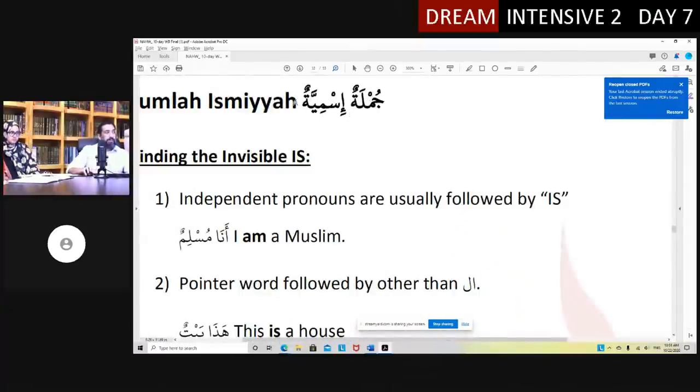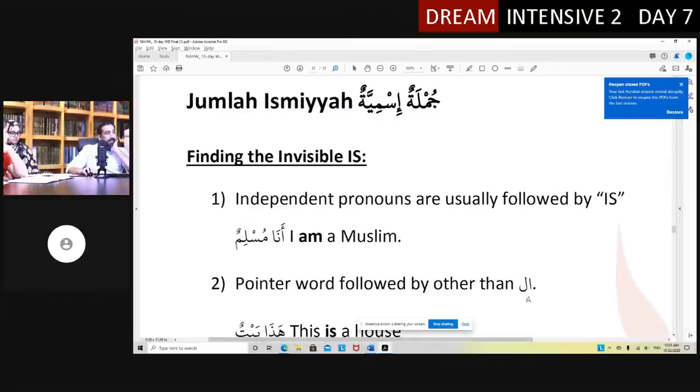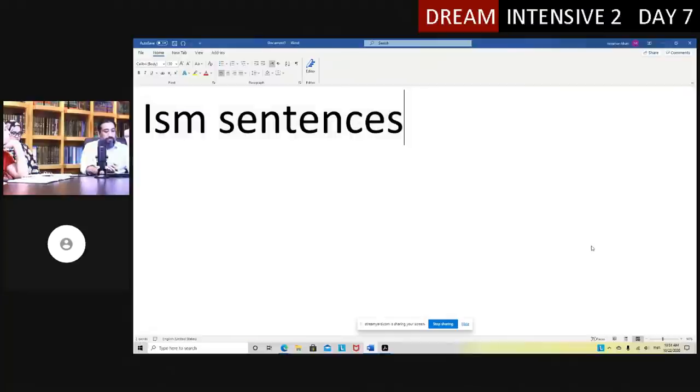Jumla means sentence, and ismiya means ism based. An ismified sentence. And this is, in the basic sense, finding the invisible is. We had briefly discussed that in the previous intensive. I'll build on that just a little bit because I really want your focus on fi'l now. Basically, in Arabic, the word is doesn't exist. And the moment you have is, it can't be one of the five fragments. The five fragments are less than a sentence. But the moment you have is somewhere, that's a complete sentence.